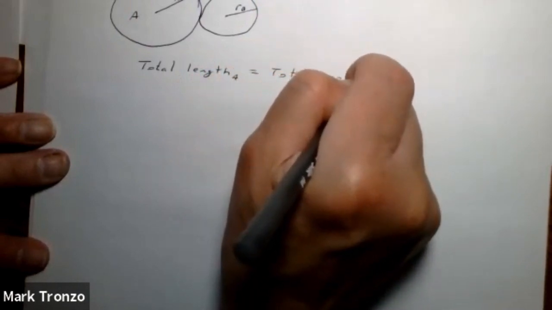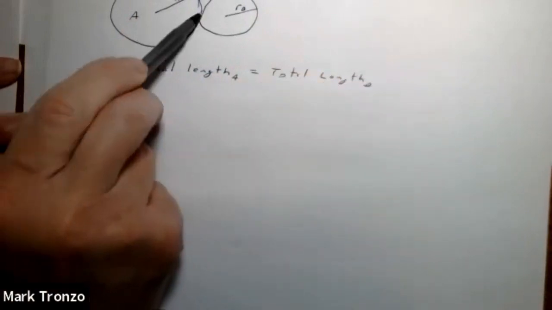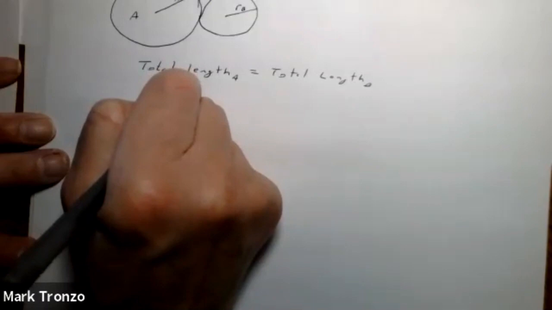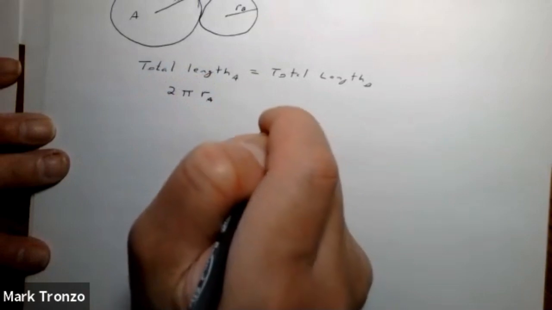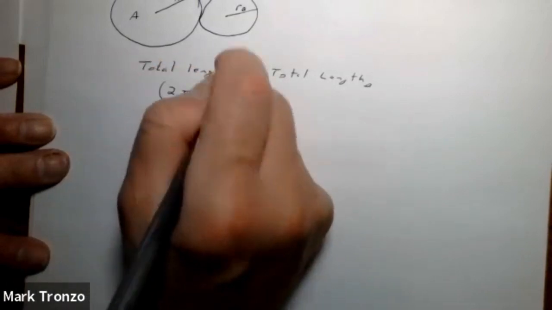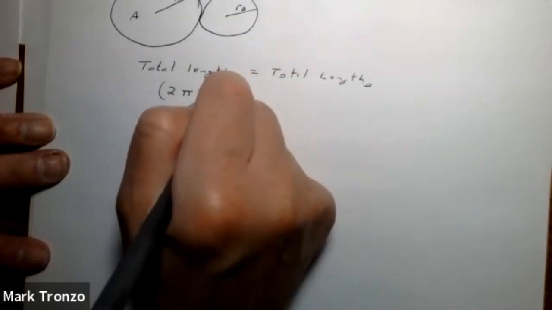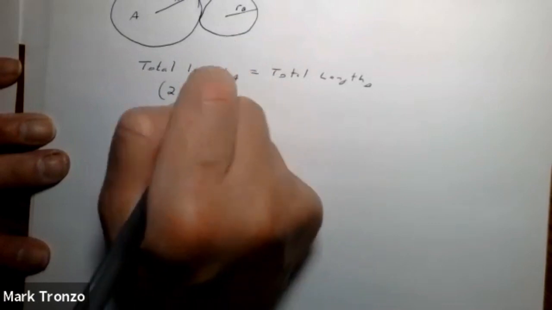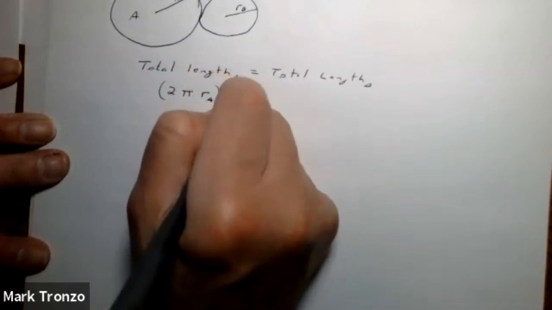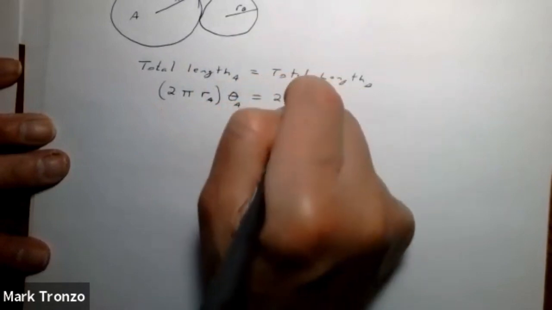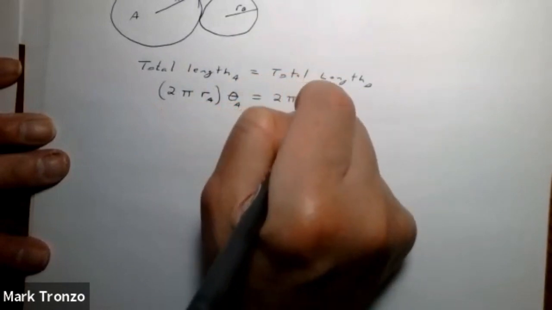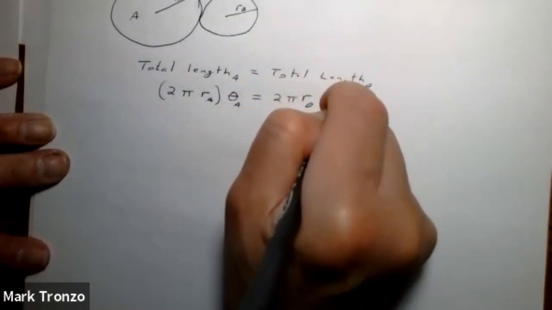In other words, what I mean to say is that the circumference mapped out at A is going to be equal to the circumference mapped out at B. So it'd be 2 pi R_A times the number of revolutions. Let me do it in radians first. So R_A times theta A is going to be equal to 2 pi R_B times theta B.